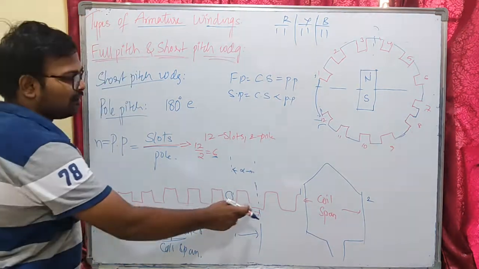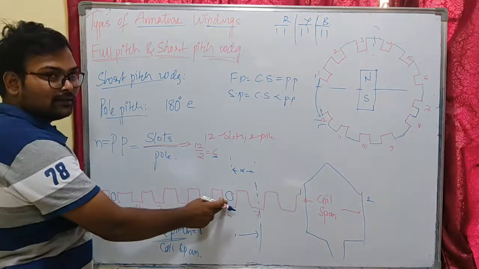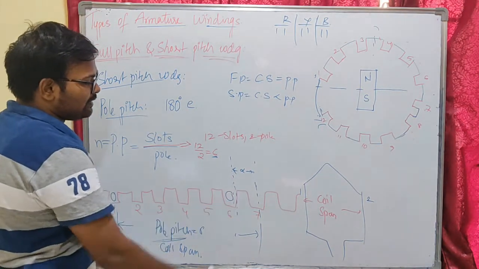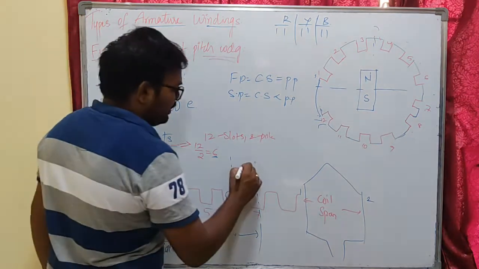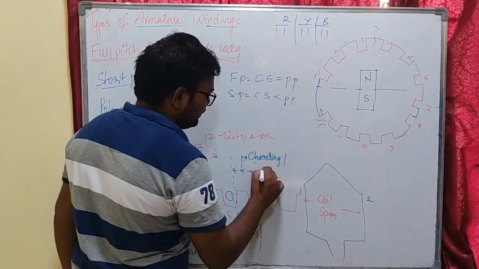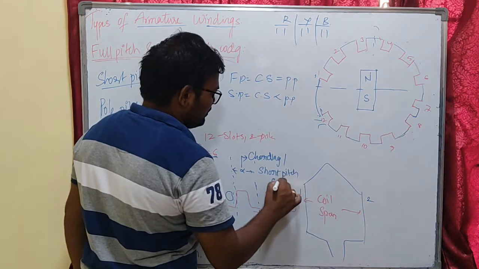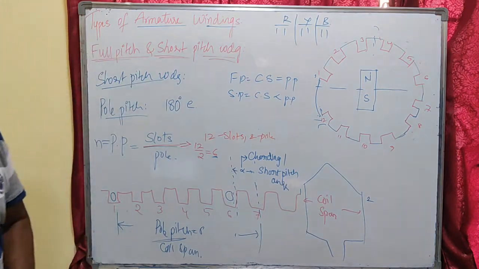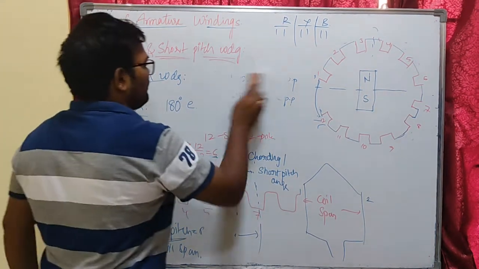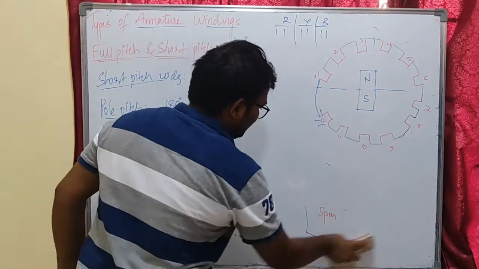It is supposed to be kept here for a full pitch winding. Now I have kept it here, so that this is shortened by one coil angle, that is chording angle or shorting angle, short pitch angle. For simplicity I am going to draw one diagram for perfect understanding of this full pitch and short pitch.